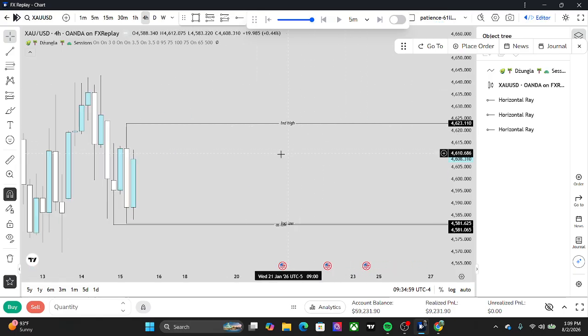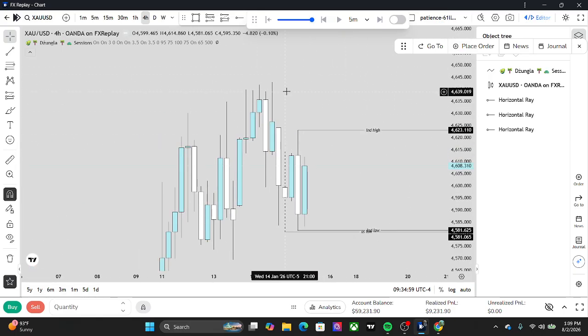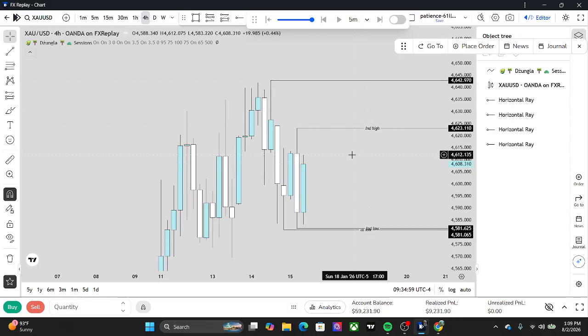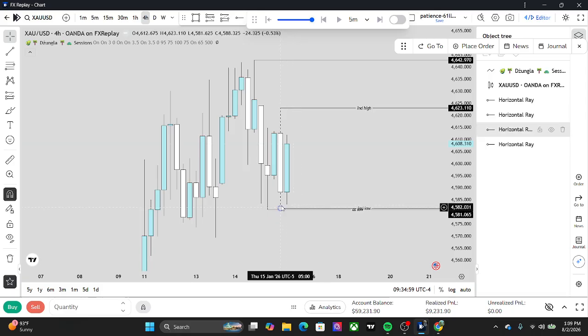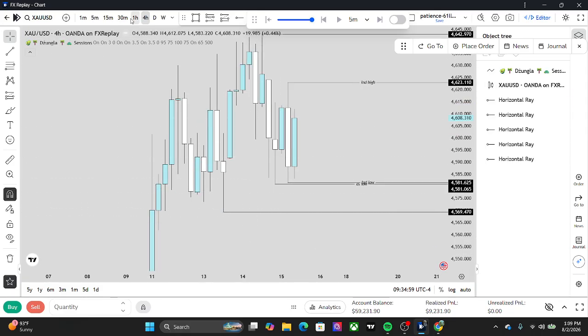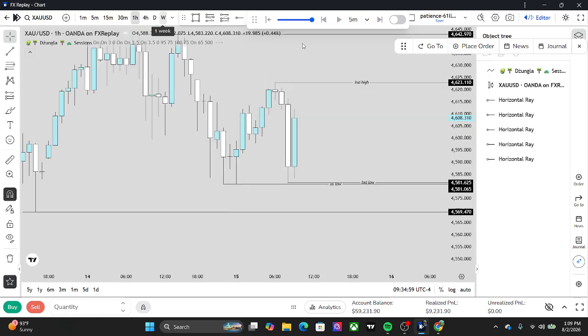Let's go to the 4-hour time frame. So on the 4-hour, we have this move up, move down. Here's a high. This is a 4-hour low right here. This is a 4-hour low right here. Not much else on the 4-hour. Let's go to the 1-hour.